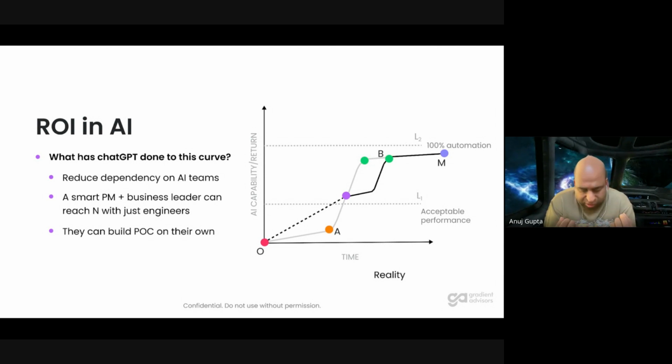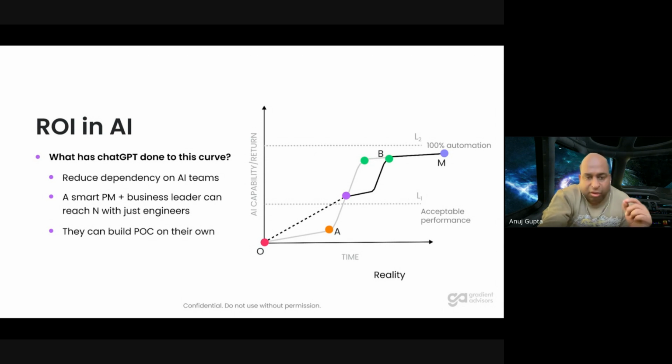What has changed? The thing is, you don't necessarily even need an AI team to be able to build any kind of model. I can just go to OpenAI, put in some credits, get the API, and a smart product manager and a business leader together with some prompt engineering. For that, you don't necessarily need scientists, right? You can quickly assemble a solution, right? And you would remember that the whole objective of O to A was to assemble a solution, right?